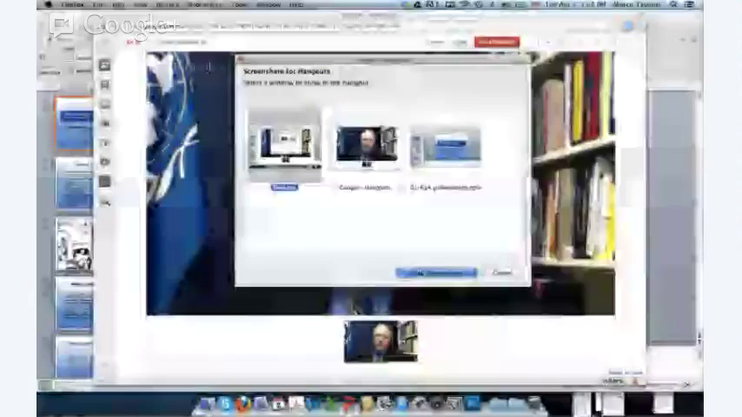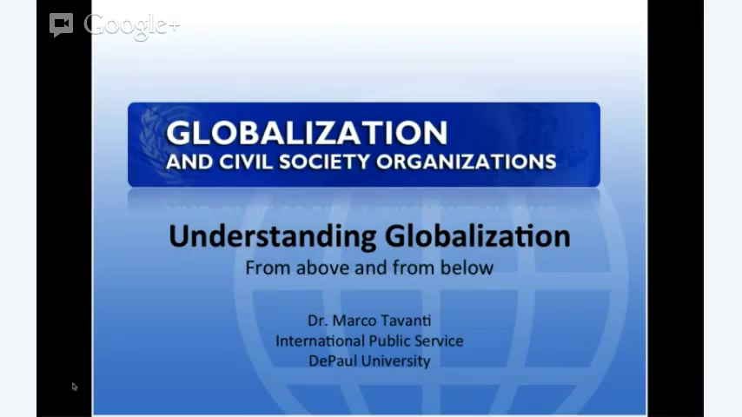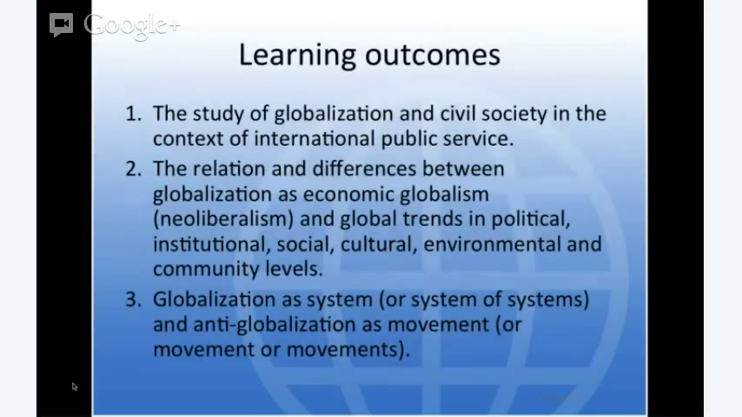So I'm going to show this PowerPoint that should be helpful for everyone to understand what globalization is about. We will be looking at globalization from a perspective from above and from below. We will be doing this in the context of international public service, that is also in the context of organizational management and organizational configuration, institutional understanding, systemic understanding from an economic point of view to political trends and other elements. We will be looking at this particularly keeping in mind that global civil society represents this dynamism of new organization, a new search for legitimacy, but also other dynamics in relation to globalization.